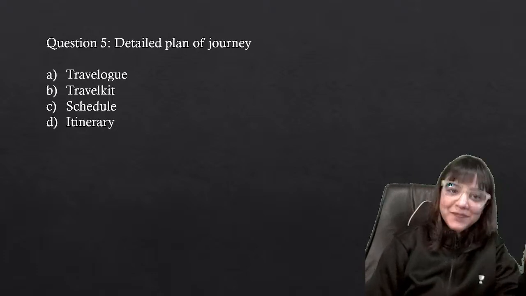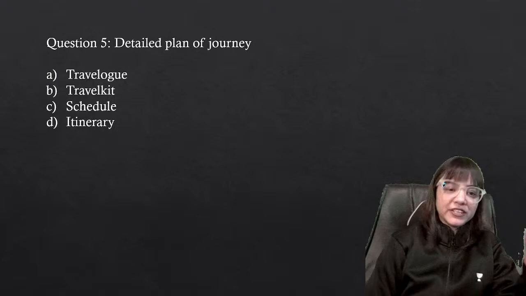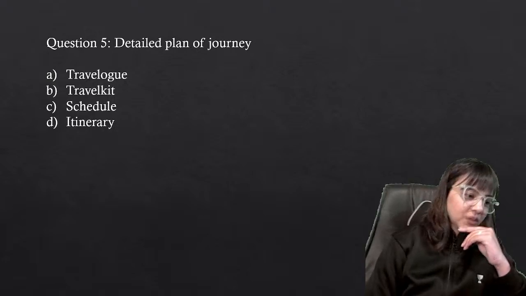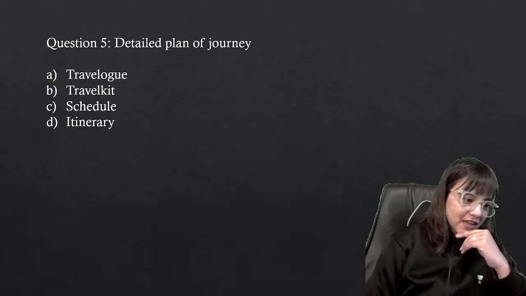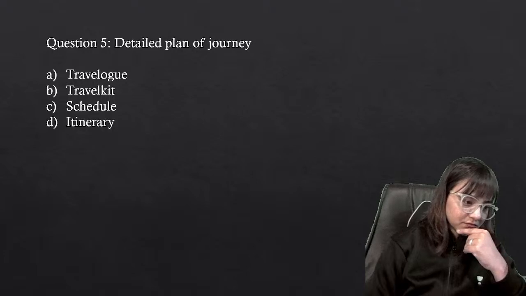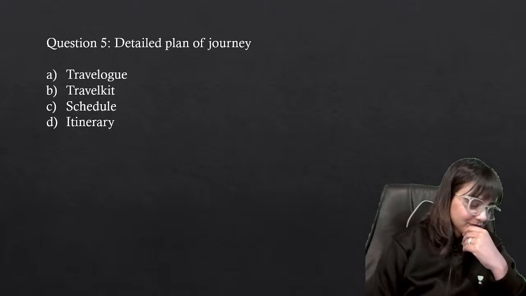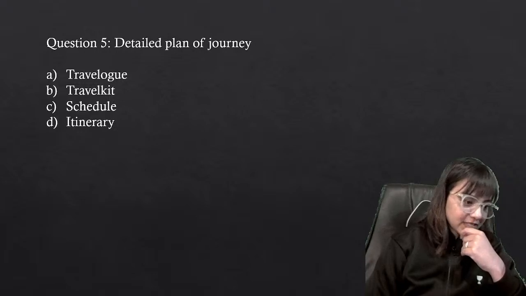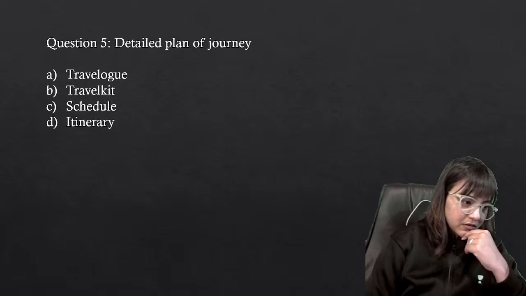Okay, डिटेल प्लान ऑफ जर्नी. What is it called? Divya is saying delta, Saurav is saying alpha. Rahi is saying itinerary. Ravneet is saying alpha. Sham is saying alpha. Manjari is saying delta. Hello, Rahi.